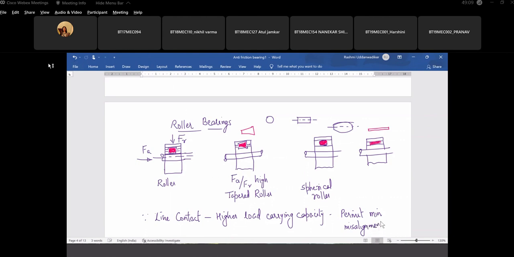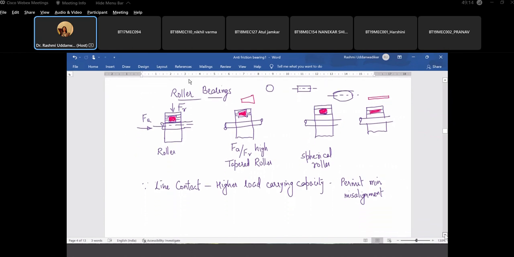So accordingly, you have to decide. If the misalignment is minimum, if the load carrying capacity required is large or heavy, we should go with the rolling contact. For larger axial load, we should use tapered roller contact. When we want to further reduce the coefficient of friction, spherical roller bearings are used. Value of mu is very, very small, and because of the spherical shape, which is closer to a ball bearing, this will also allow little misalignment.